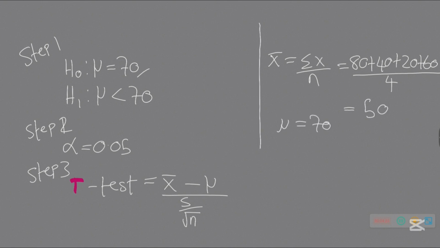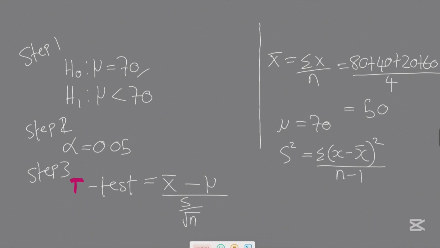But in order for you to find your standard deviation, first of all, find your variance. Then you take the square root of your variance to get your standard deviation. The formula for variance is summation of x minus sample mean, squared, divided by n minus 1. So we solve for that.